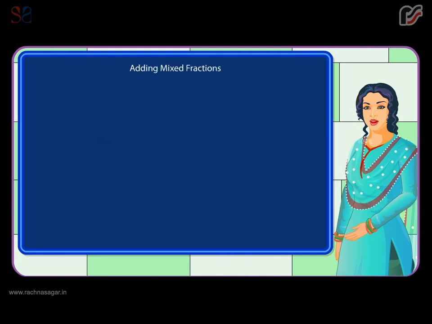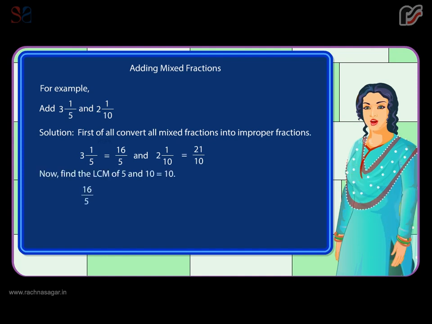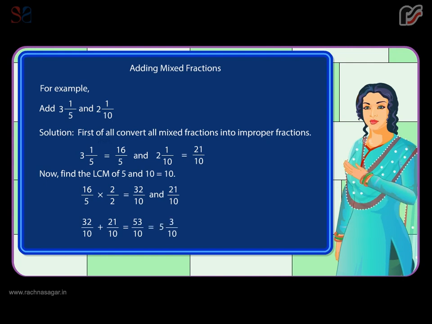Adding mixed fractions. For example, add 3, 1 by 5 and 2, 1 by 10. Solution: first of all, convert all mixed fractions into improper fractions. 3 1 by 5 is equal to 16 by 5 and 2 1 by 10 is equal to 21 by 10. Now, find the LCM of 5 and 10, which is equal to 10. 16 by 5 into 2 by 2 is equal to 32 by 10 and 21 by 10. 32 by 10 plus 21 by 10 is equal to 53 by 10 is equal to 5, 3 by 10.